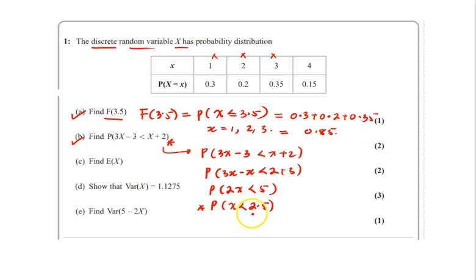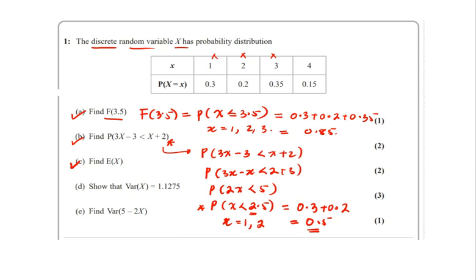Therefore, x is less than 2.5. That means x can take on values of 1 and 2. So the probability here, we have 0.3 plus 0.2, which is 0.5. That's the probability for x to be less than 2.5. All right, move on to the next part, the expectation.